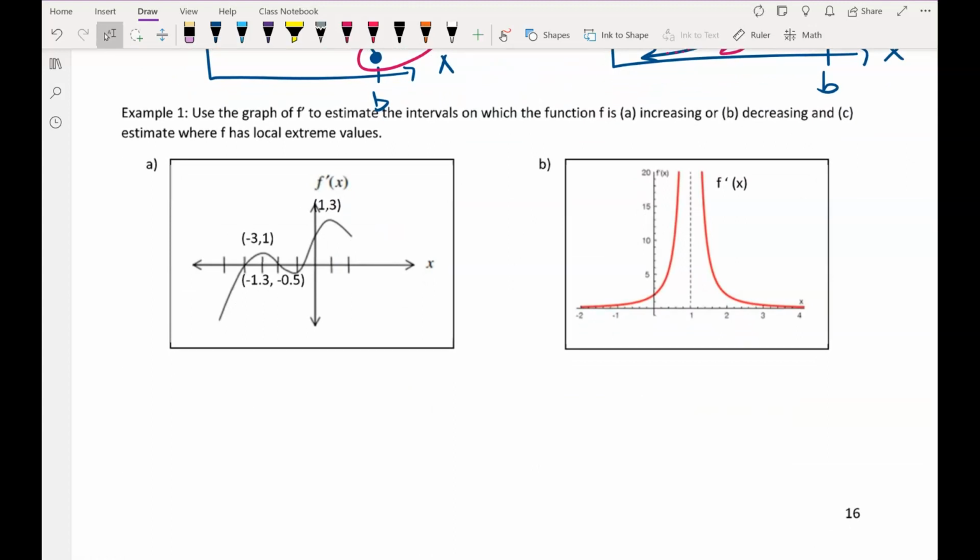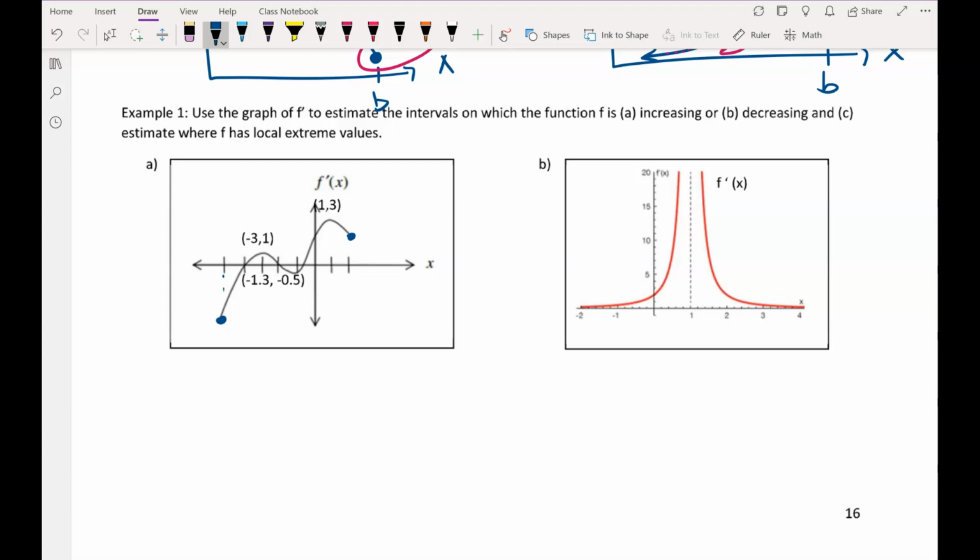Use the graph of f prime to estimate the intervals on which the function f is part A, increasing, or part B, decreasing, and part C, estimate where f has a local extreme value, right? So for the sake of simplicity, can we close this dot up? Let's just say, here we go. And let's close that dot up, because I want to practice the closed endpoints here.